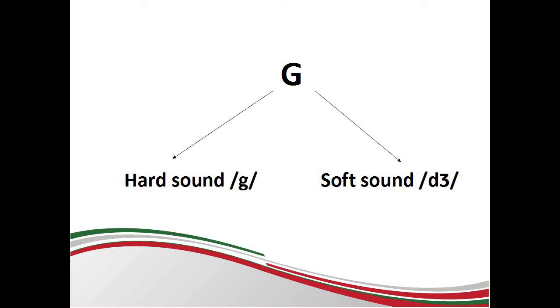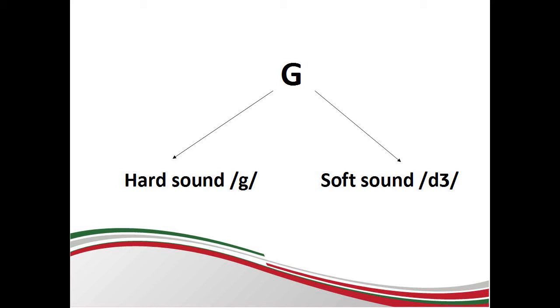Also, the consonant G changes sound when it's followed by different vowels. G may have a hard sound like G and a soft sound like J. If the letter G is used before vowels like A, O, U, the G has a hard sound and it is spelled G.